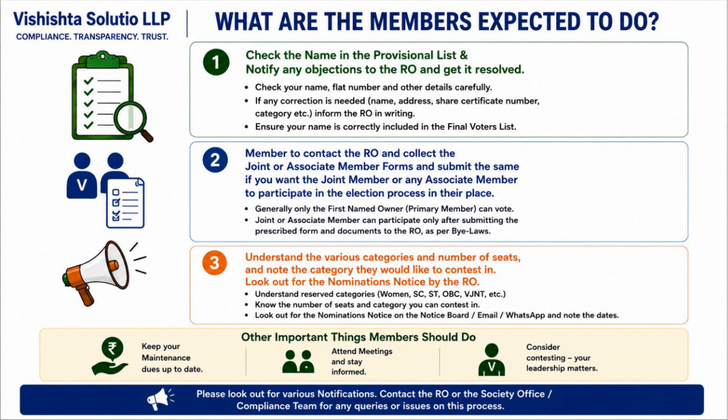Additionally, it's important to keep your maintenance dues up to date, as this is often a requirement for participation. I encourage everyone to attend meetings regularly to stay informed about important updates. If you're considering contesting in the elections, remember that your leadership and involvement truly matter in shaping the community. Lastly, always watch for notifications and don't hesitate to reach out to the returning officer, society office, or compliance team if you have any questions or need assistance with the election process.